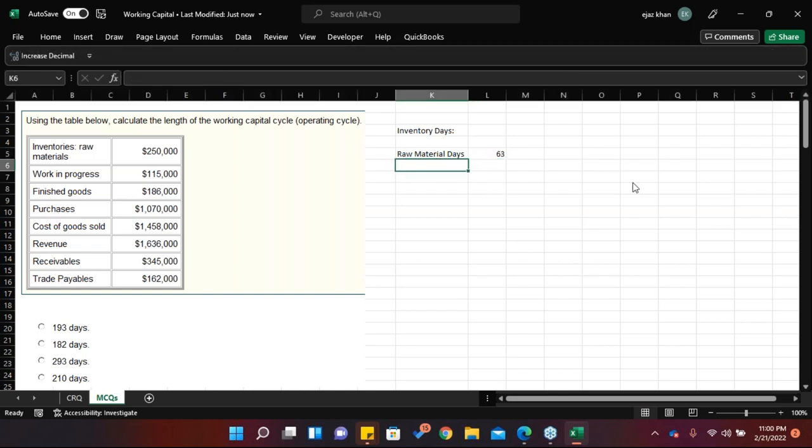$1,458,000 into 365, 63 days. No, not purchases, because first you purchase the raw material and then you issue it for production. So purchase is the previous step, not the next step. When we calculate raw material days, it actually tells us how many days it took for this raw material to get issued to the production. So it should be the next stage, not the previous stage.